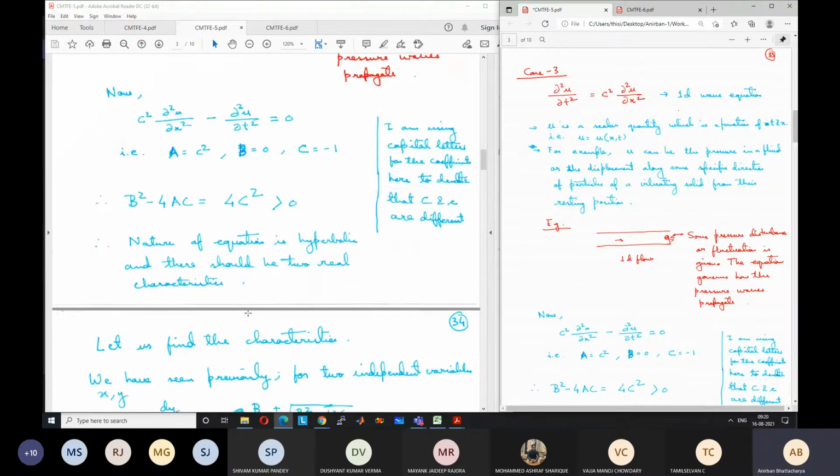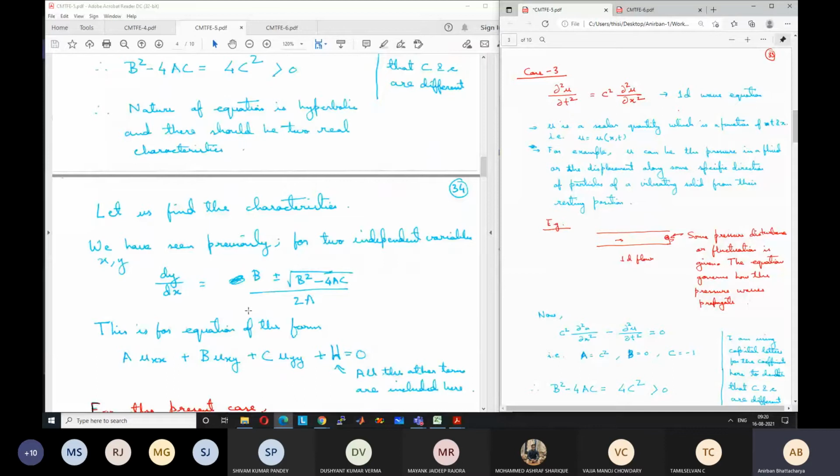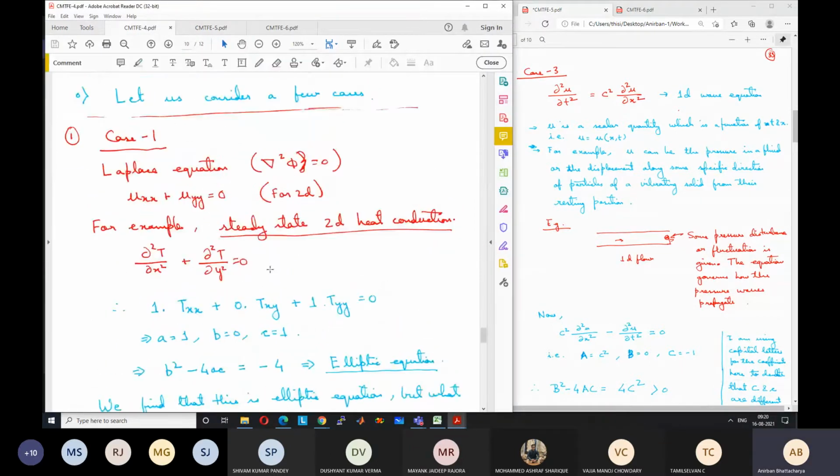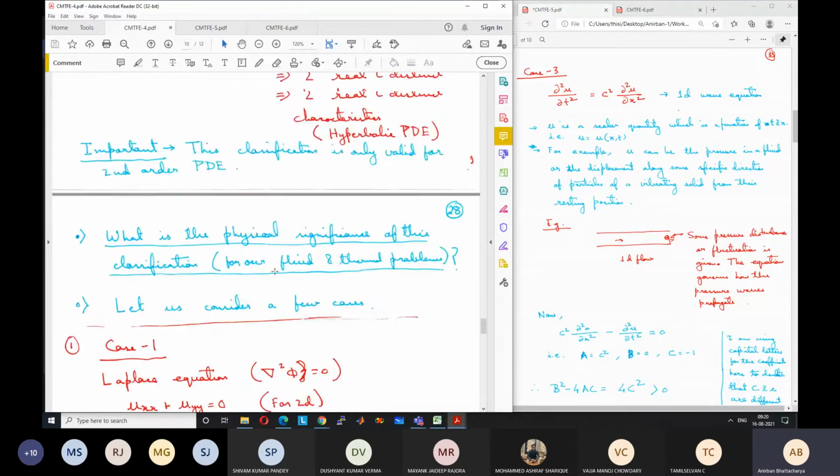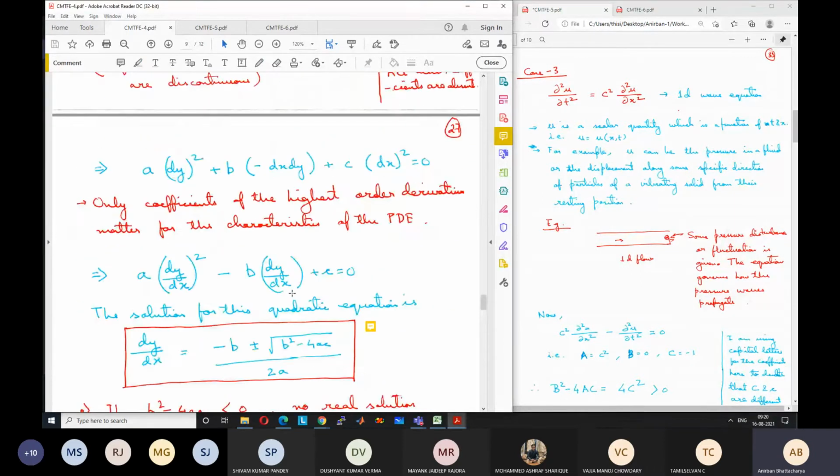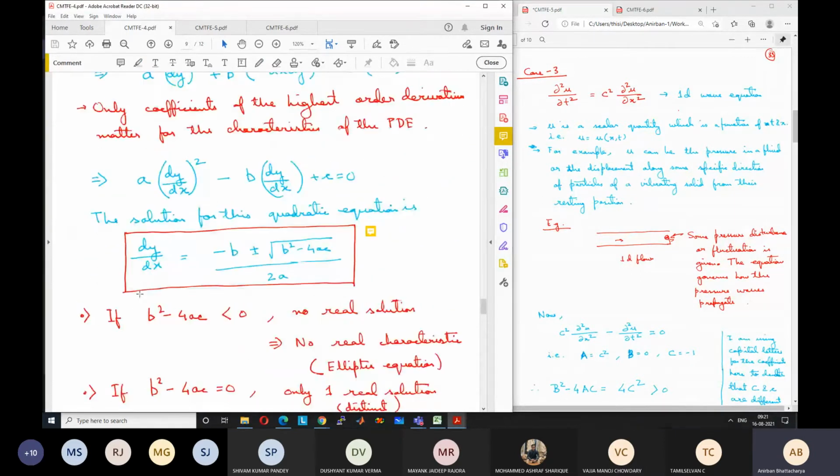Before that, let us try to find the characteristics. We have said that there are two real characteristics. You remember, we have derived this equation for the characteristic: dy/dx is equal to minus b plus minus root over b square minus 4ac.